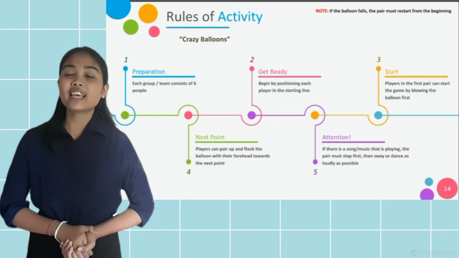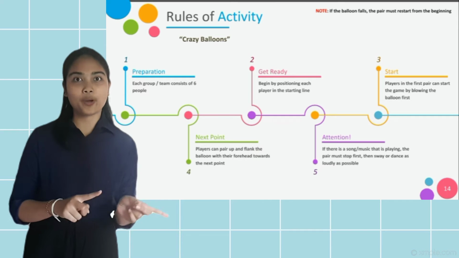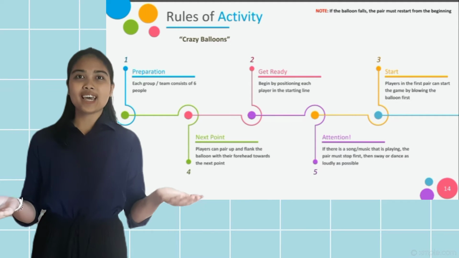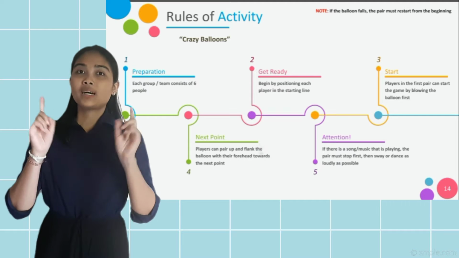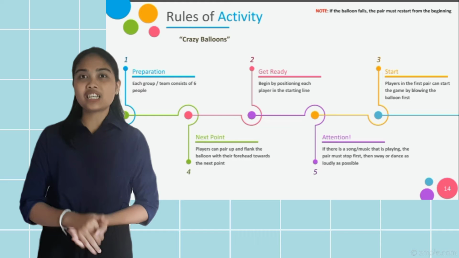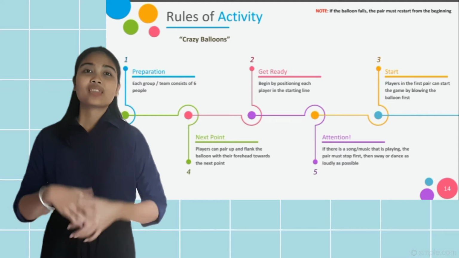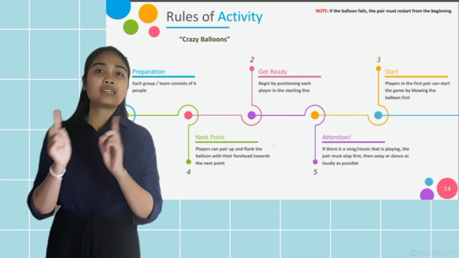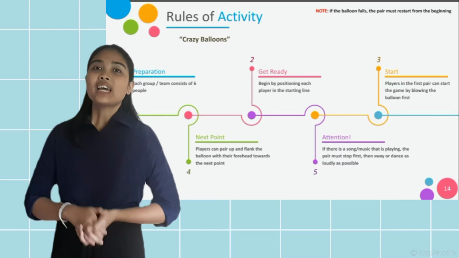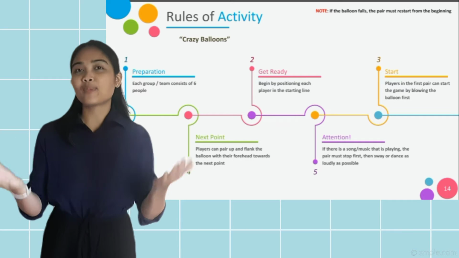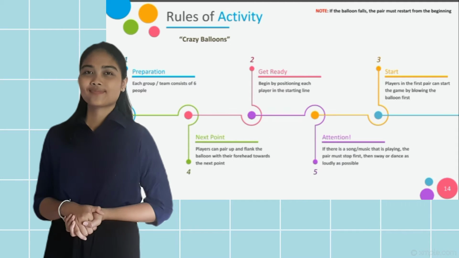Fifth, if there is music playing when you get to the next point, then the pairs must stop and dance along with the music as excitedly as possible. But the balloons must remain on the forehead and must not fall or be touched by the participants. And the last, if the balloon bursts, then the pair must restart the game from the beginning. The winner of this game is the team that reaches the finish line first and makes the most excited dance.